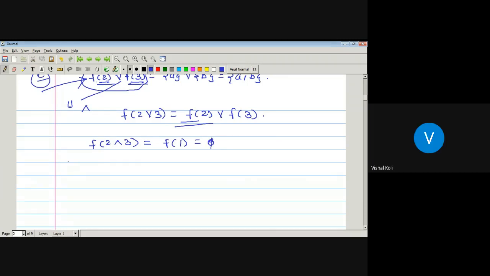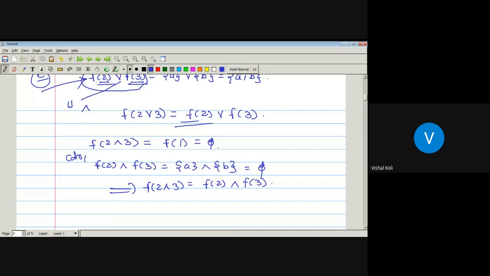Similarly, f of 2 meet f of 3. What is f of 2? Which is singleton A. Meet. F of 3 will be singleton B. Now here, this meet can work as an intersection. What is singleton A intersection singleton B? 5. Which implies f of 2 meet 3 is nothing but the f of 2 meet f of 3. Okay. So this is true for any elements 2, 3 belonging to our given domain.